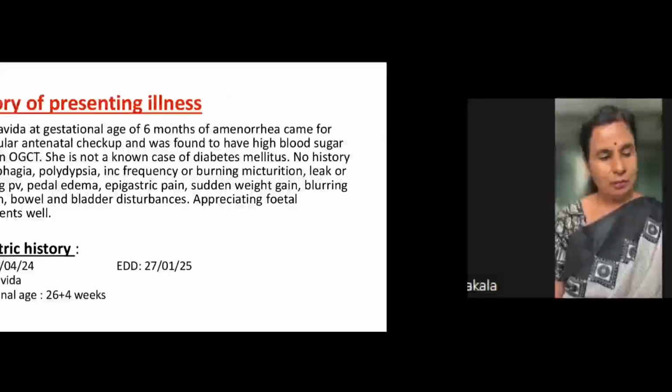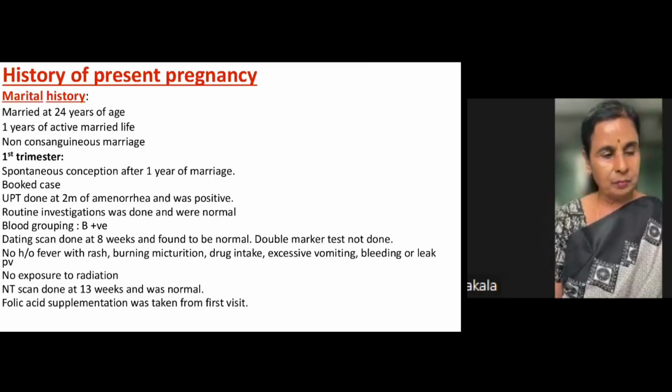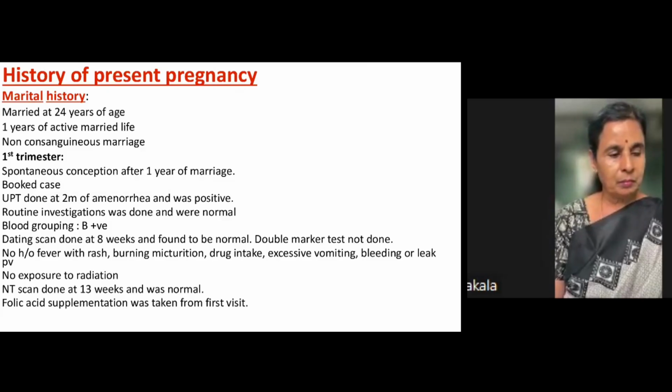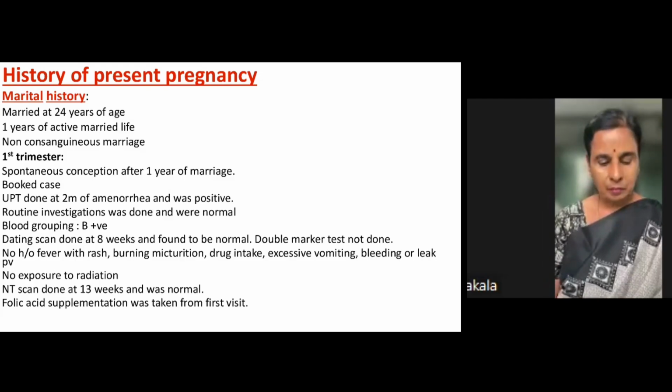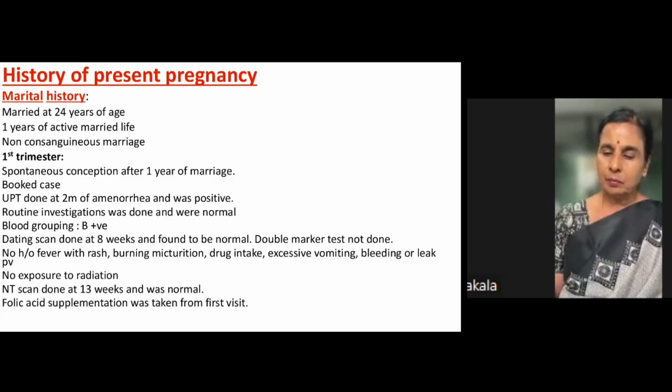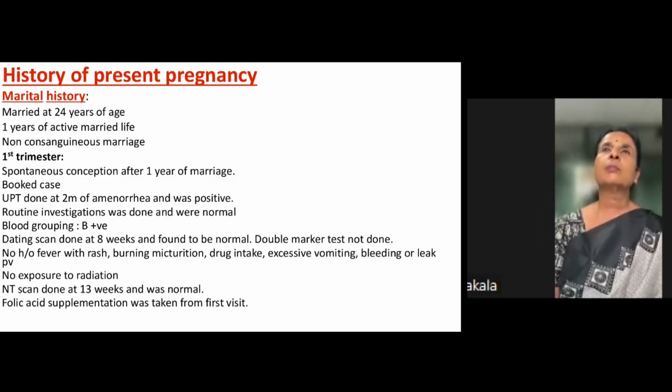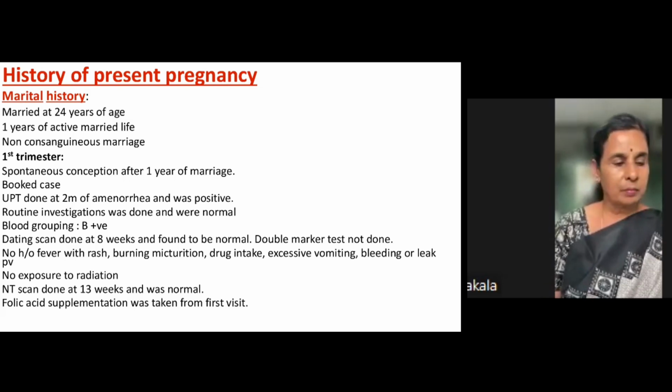Go ahead. History of present pregnancy: marital history, married at 24 years of age, 1 year of active married life, non-consanguineous marriage, first trimester, spontaneous conception after 1 year of marriage. She's a booked case, and UPT was done at 2 months of amenorrhea and was found positive. Routine investigations were done and were normal. Her blood group was found to be B positive. Dating scan was done at 8 weeks and found to be normal. Double marker test was not done.